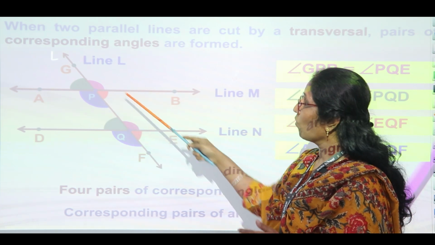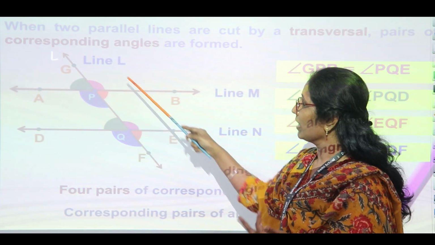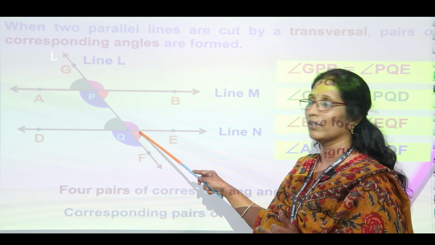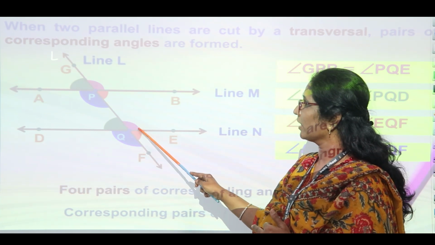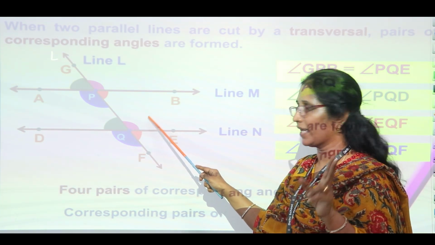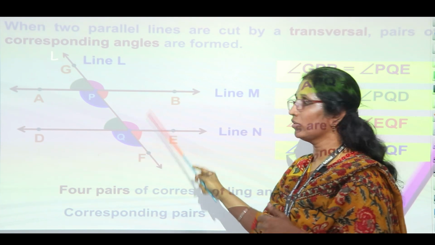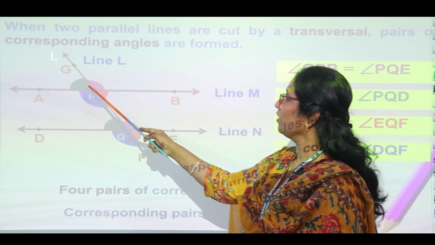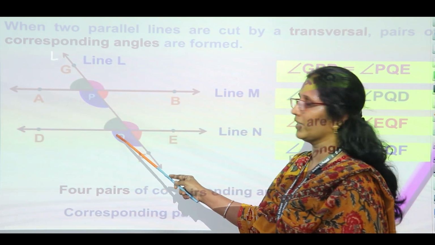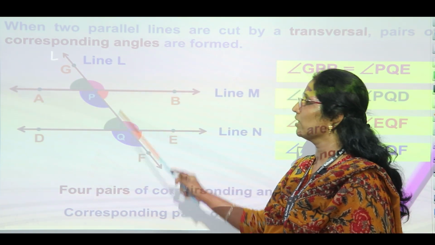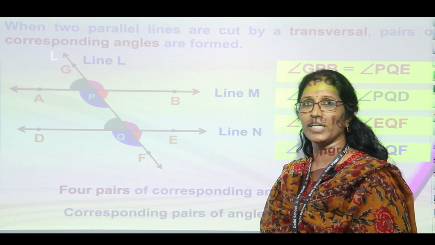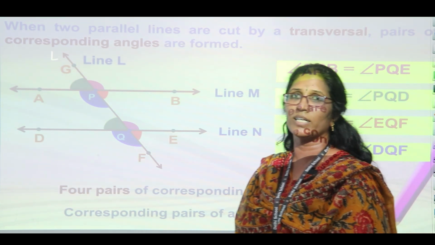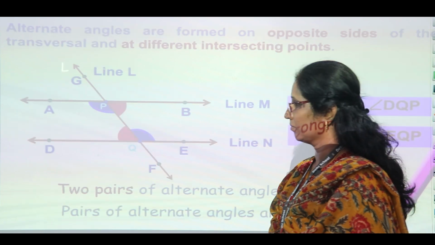In those 2, one is an exterior angle and the other is an interior angle. So for corresponding angles, there should be a pair of angles that lie on the same side of the transversal, and one should be exterior and one should be interior. Those 2 angles are called corresponding angles, and corresponding angles are equal.